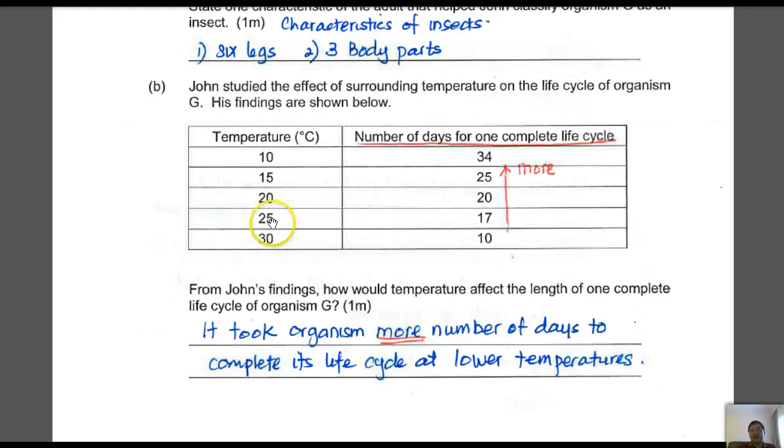The higher the temperature, the lesser number of days. The more number of days, you can see increasing. If the temperature is lower, as it goes lower, the more number of days it takes to complete its life cycle. Hope you learn how to answer your question this way, short and easy, and able to look at numbers to see where the numbers flow. Thank you.